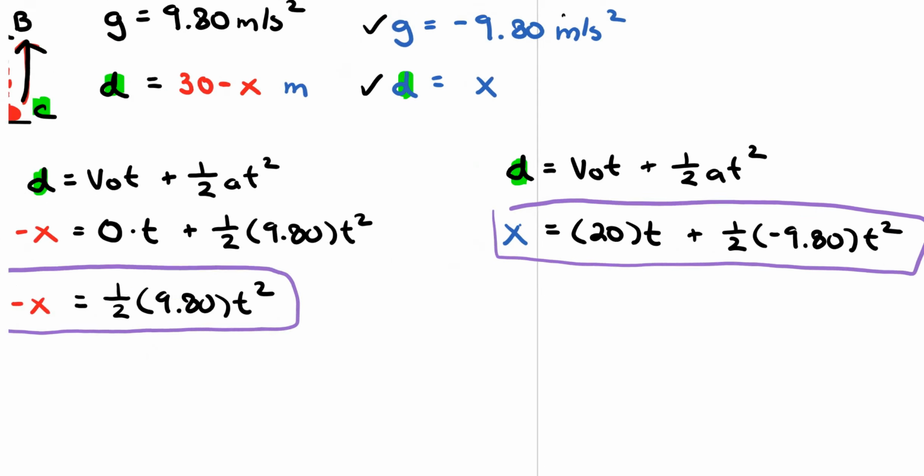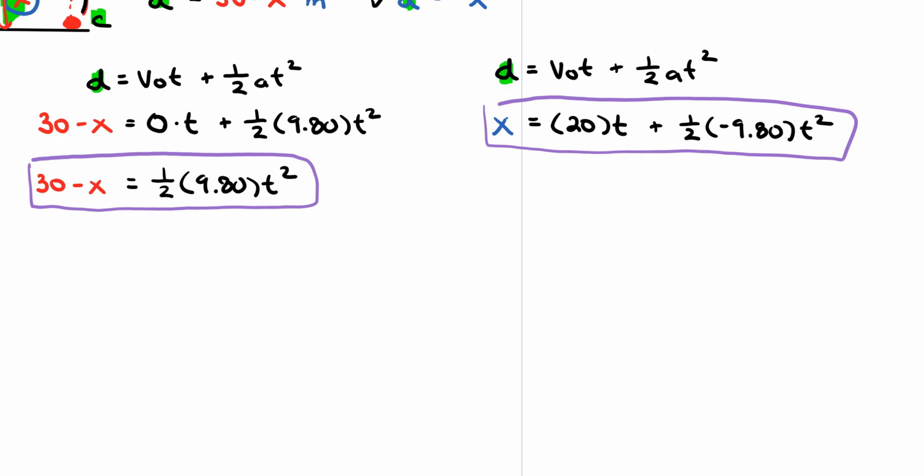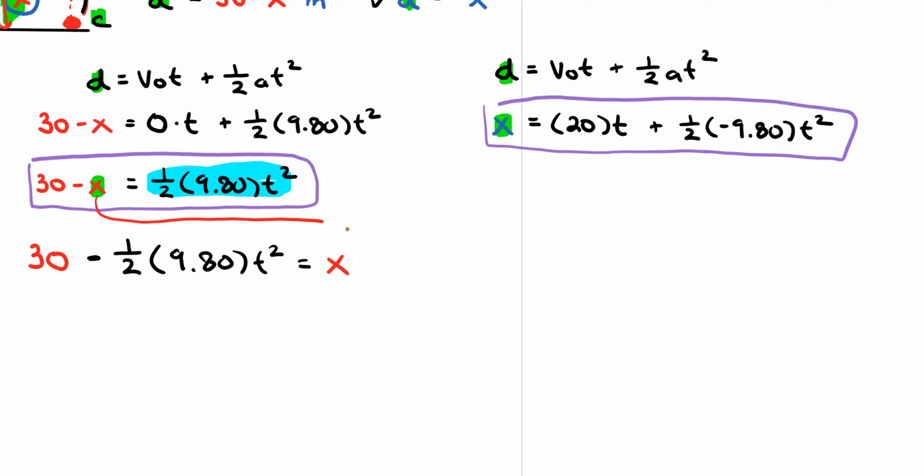All right, so now the key to this question is we've got two equations that I've highlighted in purple there. And what we're going to do is, since over here x has been isolated, we're going to isolate for x over here on the left-hand side. So if I isolate for x, I get 30 equals 30, and then minus, and then we're going to bring all of this to the left-hand side. So this part here in blue, we're going to bring that to the left-hand side as a negative 1/2 bracket 9.80 t squared, and that's going to equal the x variable on the right-hand side. So this x just moves over there.